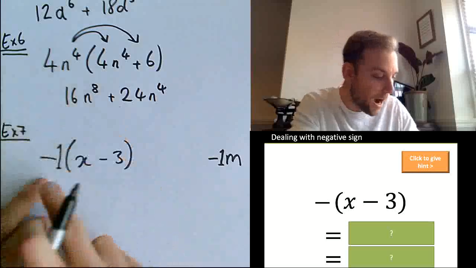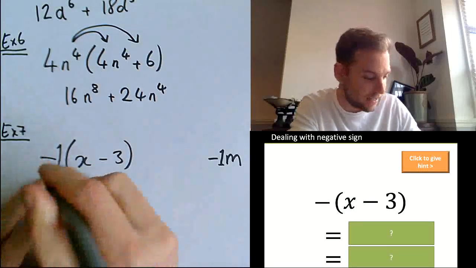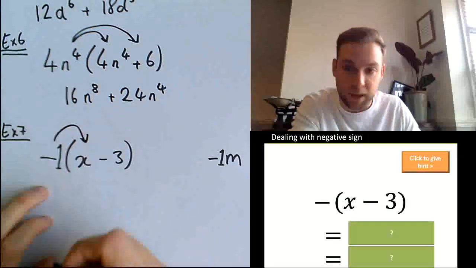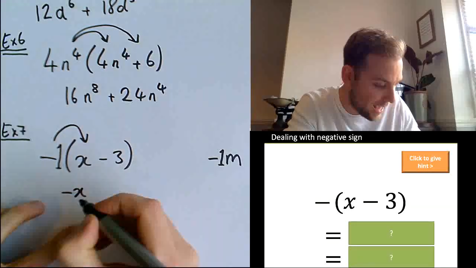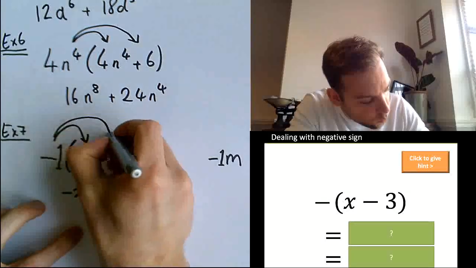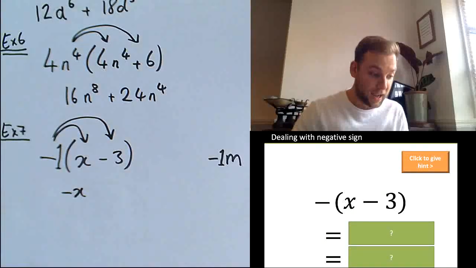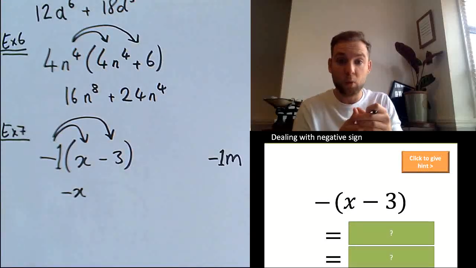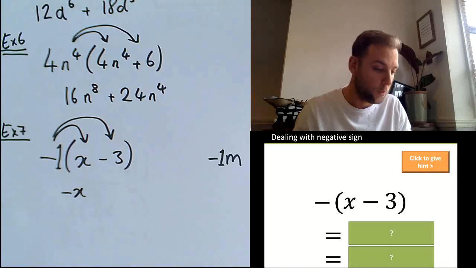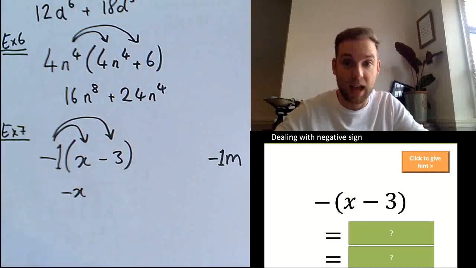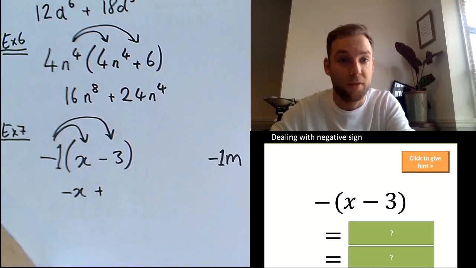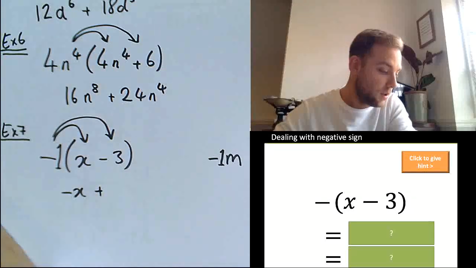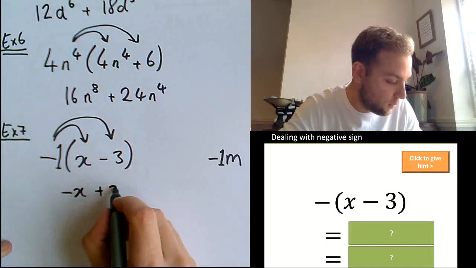So it's going to be minus 1 times by this x. So what is minus 1 times by x? Well, minus 1 times by x is equal to minus x. And what's minus 1 times by minus 3? Well, minus 1 times by minus 3, we've got minus times by a minus, which is a positive value, and 1 times by 3, which is equal to 3. So, with that one there, we've got minus x plus the 3.